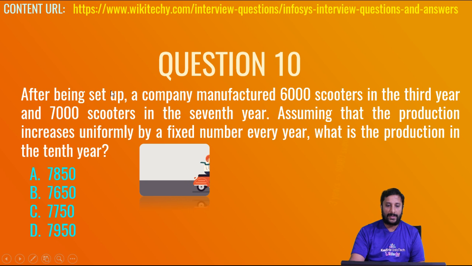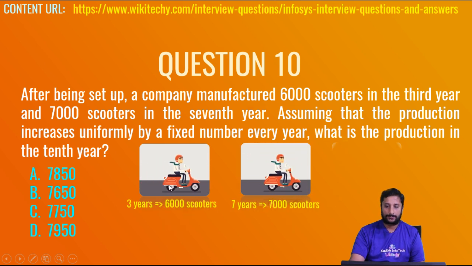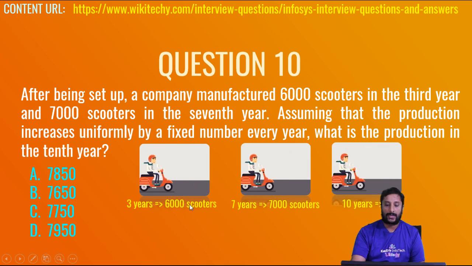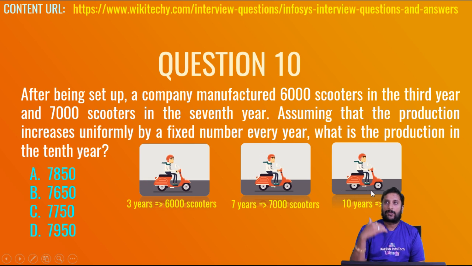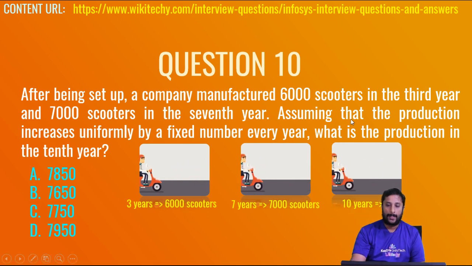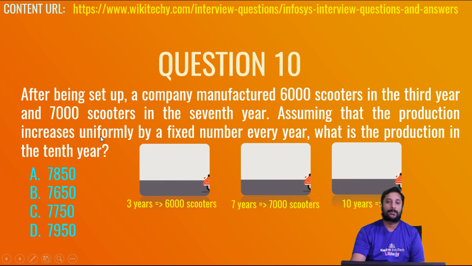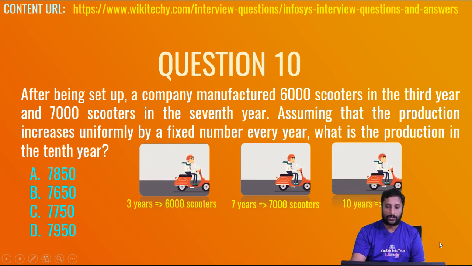After being set up, a company manufactured 6,000 scooters in the 3rd year. In the 7th year, they got 7,000 scooters. In the 10th year, what is the production? This is kind of an arithmetic progression, so we need to use the formula of arithmetic progression. Assuming that the production increases uniformly by a fixed number every year, what is the production in the 10th year? That's the question.